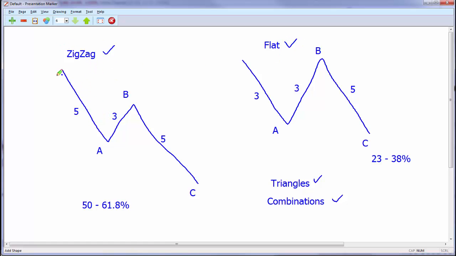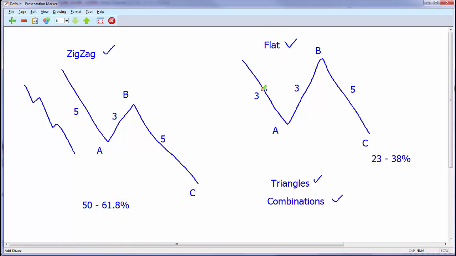So a zigzag is an ABC pattern just like this that pulls back. Typically C will be equal to A, sometimes a lot longer. And what you're looking for is that within wave A, you're going to have 5 smaller waves, basically an impulse type pattern. You're going to see basically the same thing that I was just showing on the prior slide, only you're going to see it within wave A. Then you're going to see 3 waves up, and then you're going to see 5 waves again. Typically, if it's in a wave 2 area, you're going to see a deep correction of 50 to 61.8%.